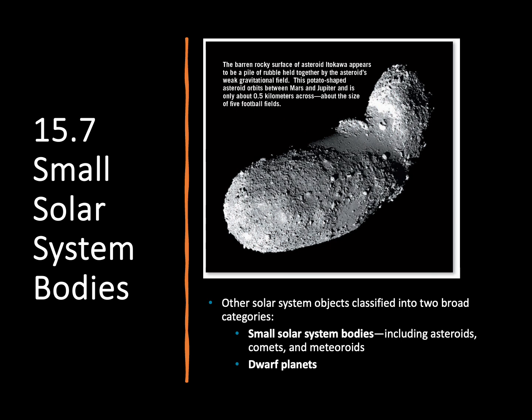But then we also have what are called small solar system bodies. These are just things that are smaller than dwarf planets, and they're going to include things like our comets, our meteoroids, and our asteroids. So this image is just showing us what an asteroid actually looks like. It's a small solar system body that's orbiting between Mars and Jupiter.